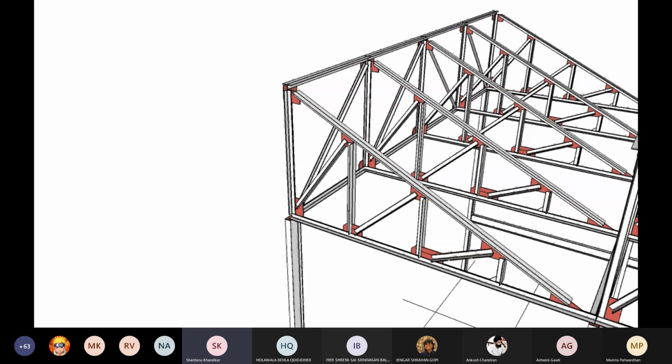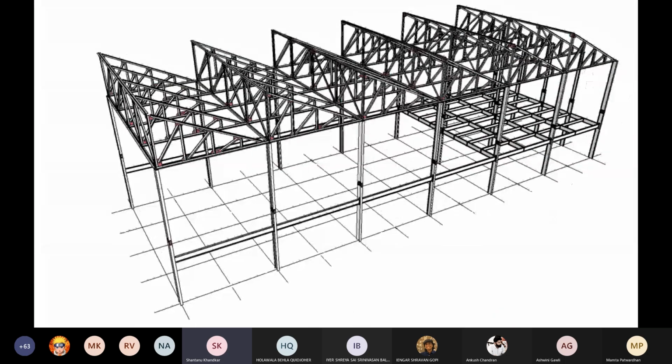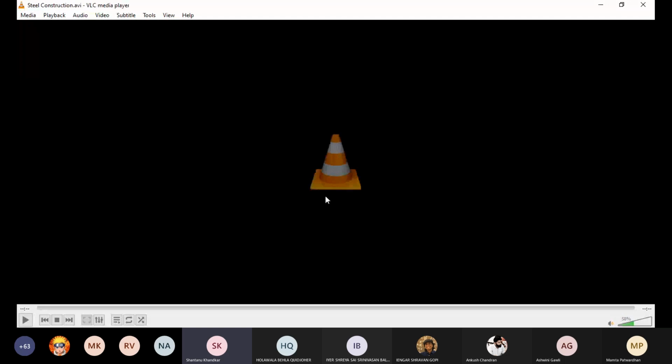And here's how the truss is getting formed. Now this is specifically a north light roof truss, and you can see that the way this is getting formed is also the same as how the other section was getting formed. So that is the end of the video.